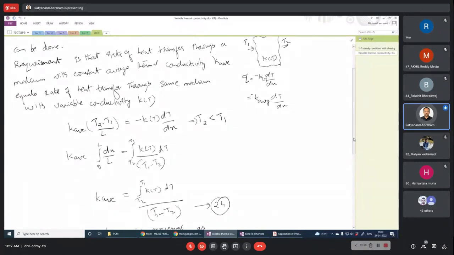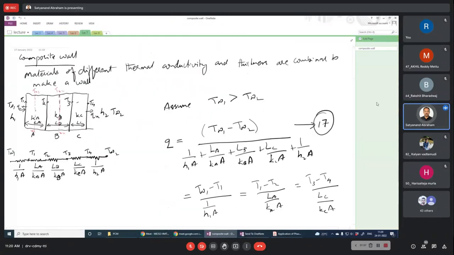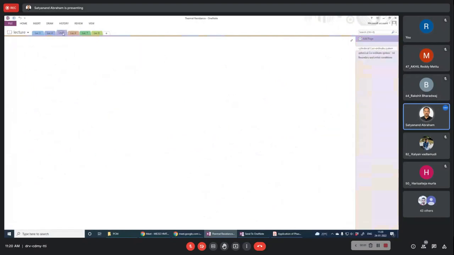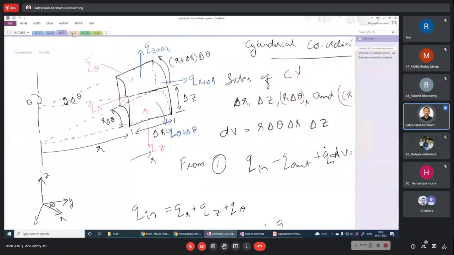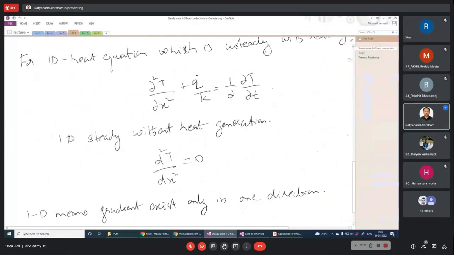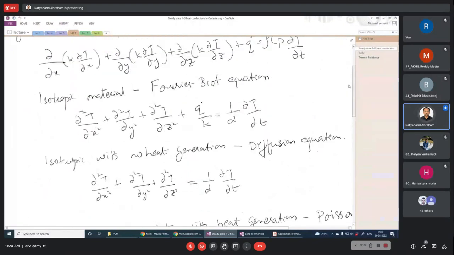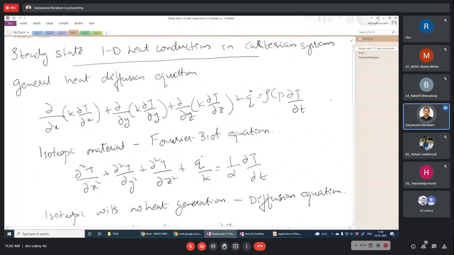But if we want to consider the effect of conductivity variation itself, everything is going to be very difficult. In the basic equations everywhere, we now need to consider k as a function of T itself. Since it is varying, we cannot take k outside, so it is going to be very difficult for us to deal with.